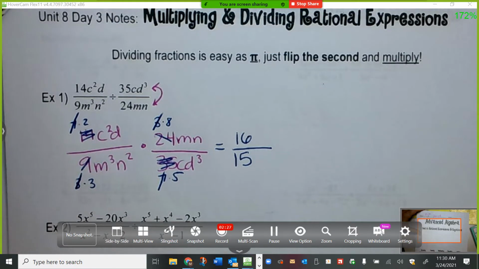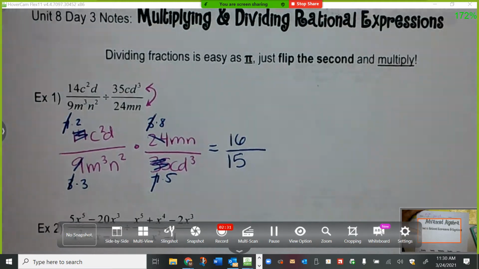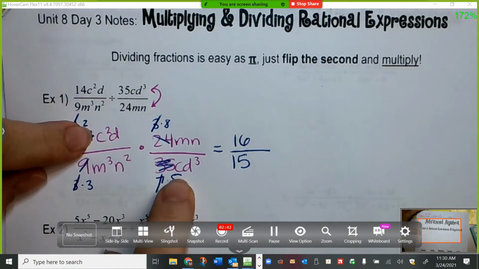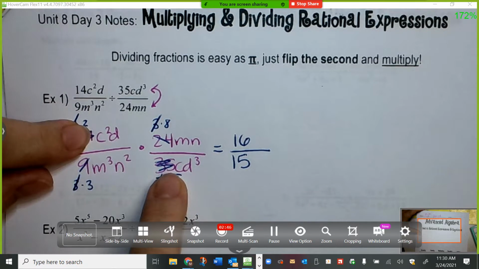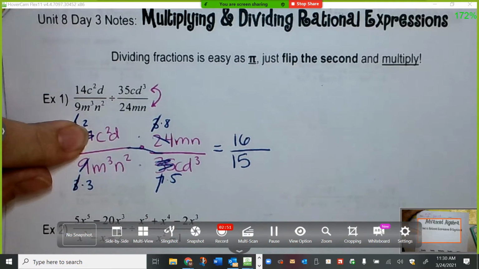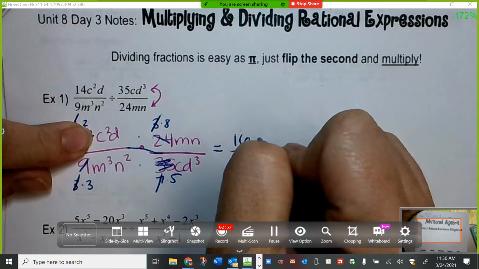Okay, so now let's look at our letters. Remember with letters, you always want to do them alphabetically. What letter in this problem goes first in the alphabet? C. Where are there more, top or bottom? We have C squared on top and C on bottom. Remember, technically when you multiply, this just goes across, so it's really just one big fraction. So C squared over C turns into just C, because 2 minus 1 is 1.